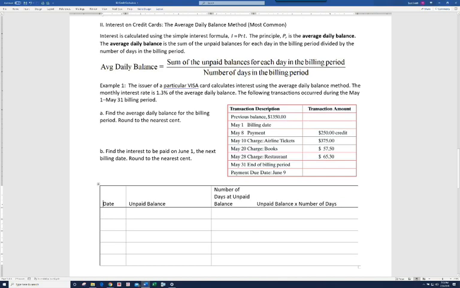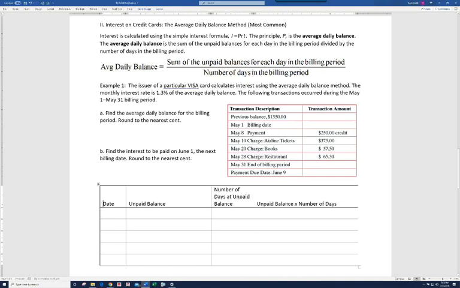And this is something you'll have to be able to do on the test, so make sure you understand the different steps we're going to be doing here. So it says interest on credit cards, the average daily balance method, which is most common. In fact, I don't know of any other method that's ever been used on the credit cards I've had. So anyway, but this is what we're going to look at.